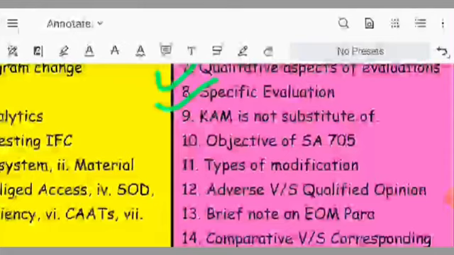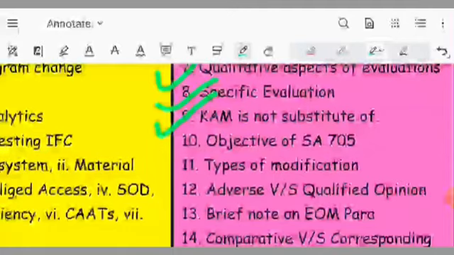So next is KAM, that is, key audit matter is not the substitute of the following things, about which we have given clearly in our module, or you can say in SA 701, that key audit matter is not the substitute of the following 4 things. Firstly, the financial reporting framework, meaning if something is required by the FRF and you are not following it by saying that you have written it in key audit matter, that is not proper. It is not a substitute of the financial reporting framework, not a substitute of the modification of the report as per SA 705, not a substitute of reporting as per SA 570, that is going concern, and not a substitute of a separate opinion on the individual matters.